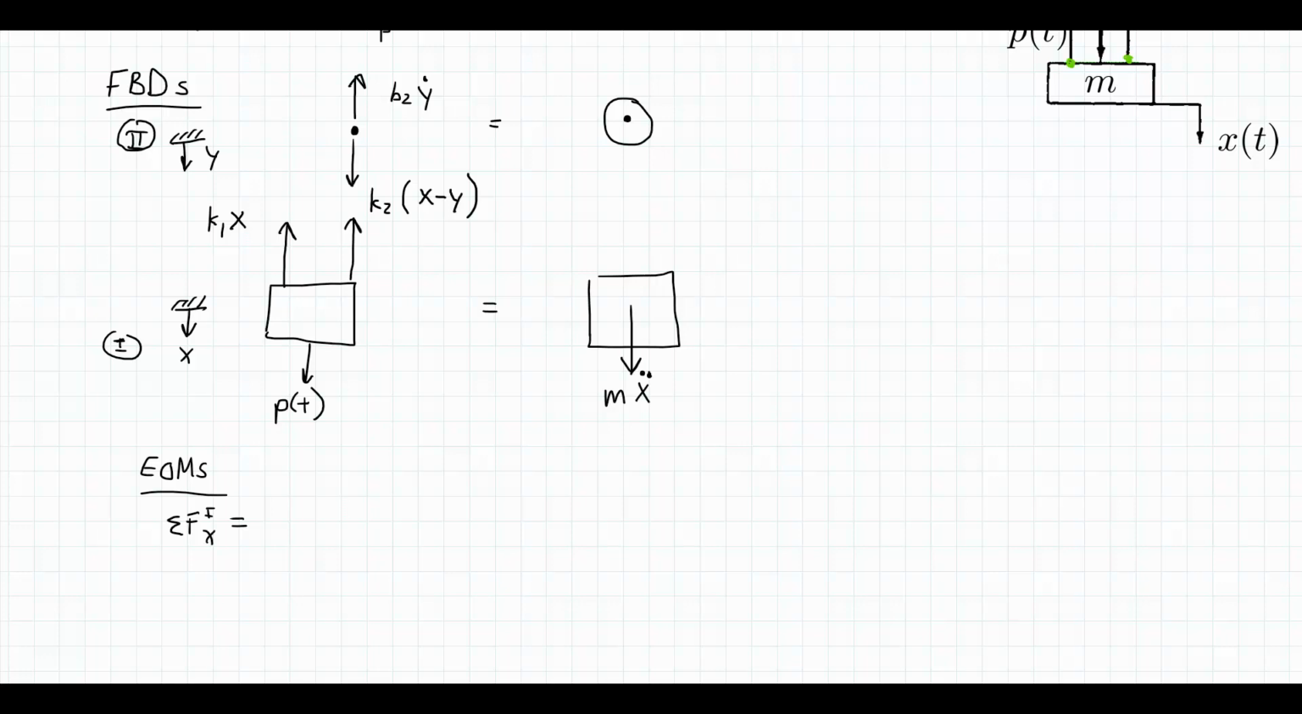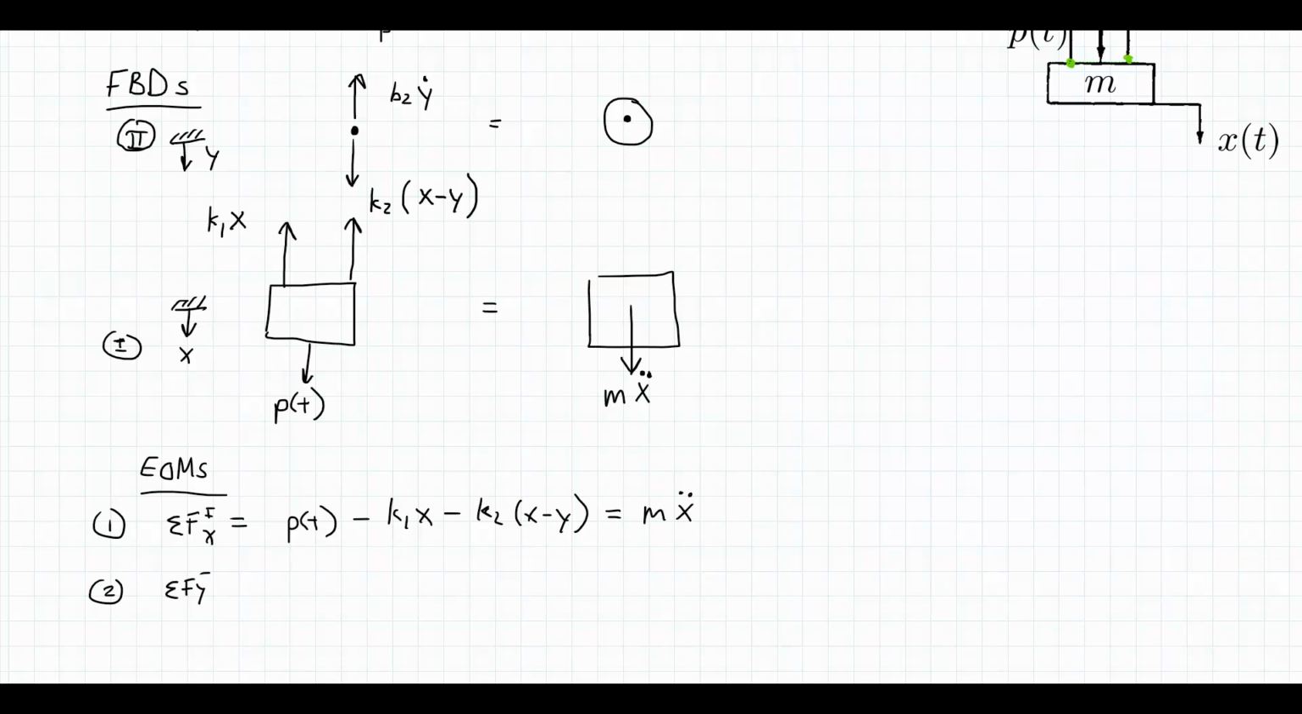All right, so still looking at picture 1 at the moment. In the x direction, p of t is positive. It points down, and x is defined as positive down. And I have a minus k1 x because it points up, and positive is defined as down, minus a k2 times (x minus y). And again, it points up where down is the positive sense. Equals, in the positive direction, m x double dot. And then I have my second free body diagram. I will call this equation 1, and this is equation 2, now that I have multiple equations that I have to be working with.